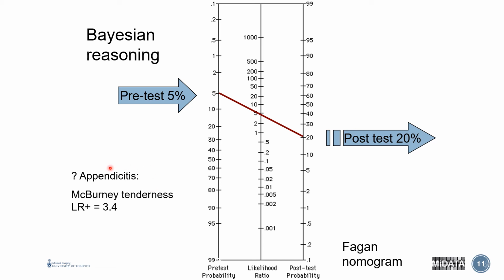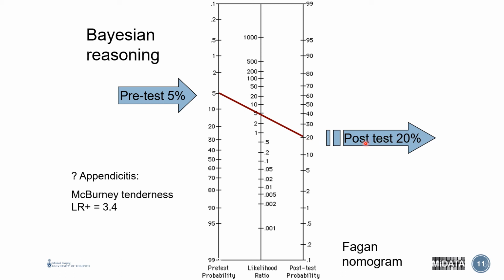In this example here, for appendicitis, you have the McBurney tenderness score and the test, and the positive likelihood ratio is 3.4. So then you map out 3.4 here, and you draw a line between your 5% and your 3.4, straight through to the third line, which is your post-test probability, which is in this case 20%.